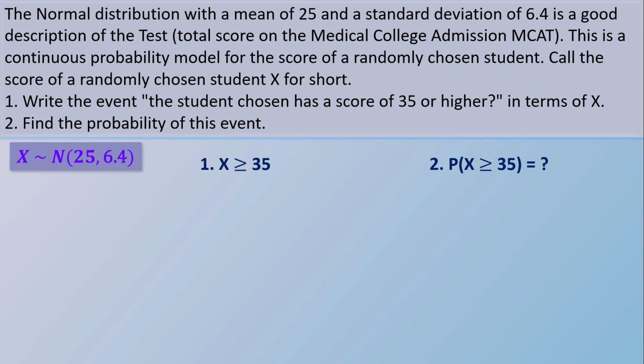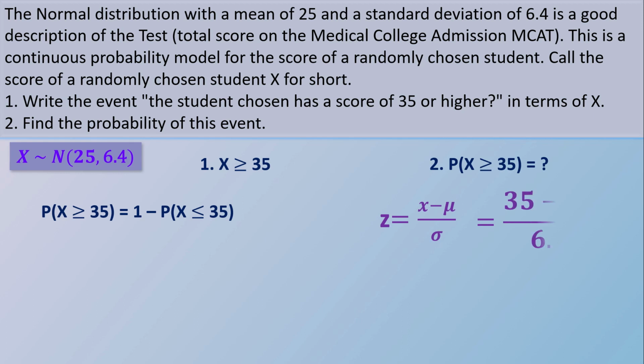We need to first write it as 1 minus the probability of X less than or equal to 35. We discussed this under chapter 3. X has the normal distribution, therefore we need to find the z. How do we find the z? Using the formula z equals x minus mu over sigma. We know x is 35, mu is 25, sigma is 6.4. Therefore, we can write 1 minus the probability of z less than or equal to 1.56.